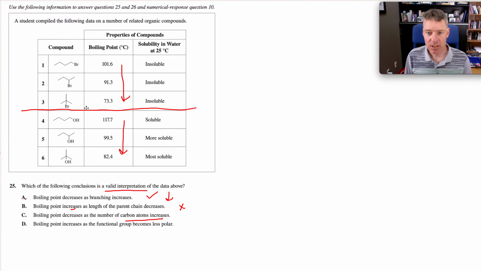That carbon count is actually a controlled variable. All of these have 4 carbons. So this one is totally wrong. Okay? Carbon's a controlled variable, not a manipulated variable.